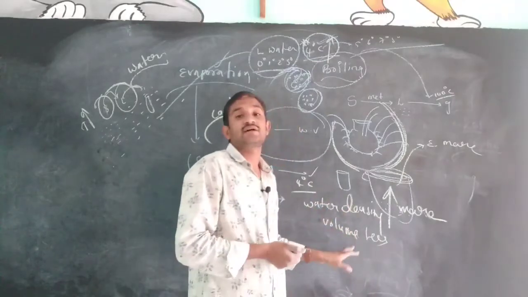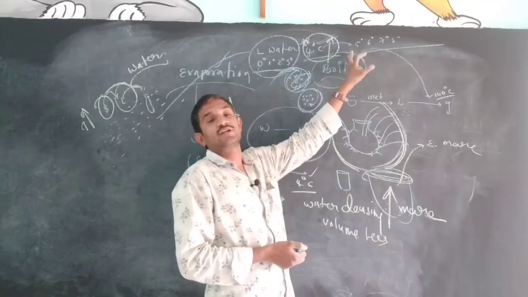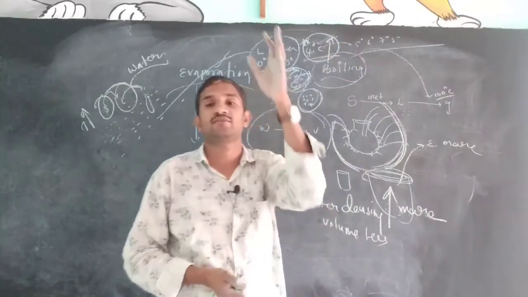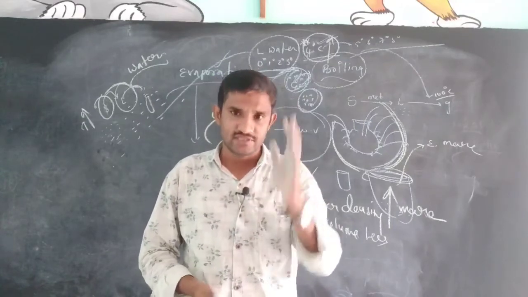Only that thing also we have to remember. At 4 degrees centigrade, water exhibits a different kind of property. These are the concepts of this chapter.